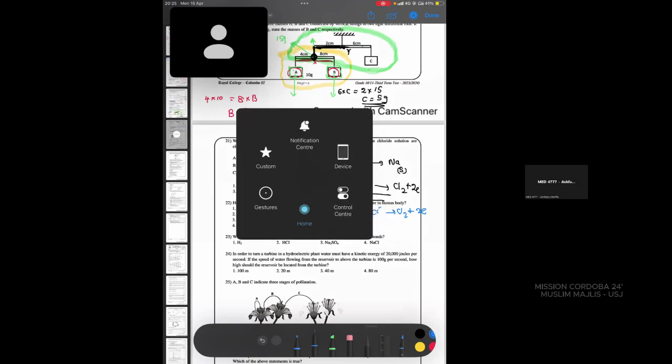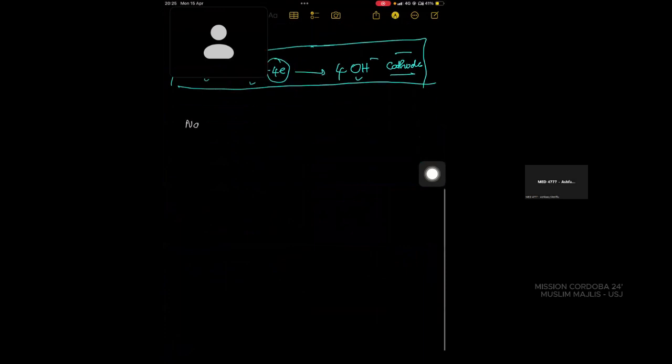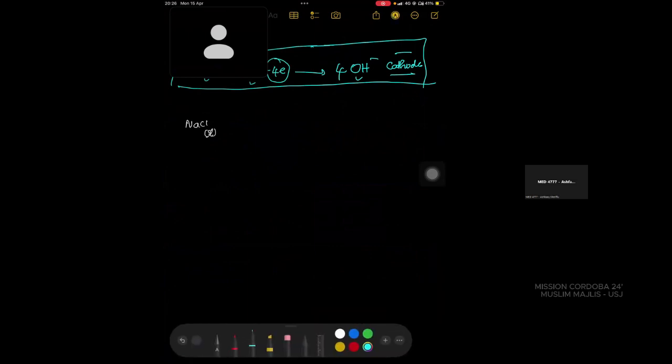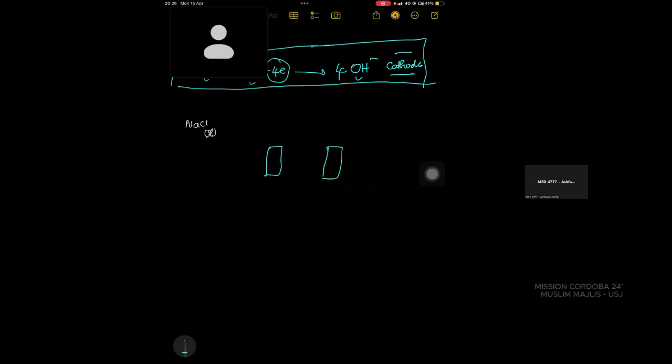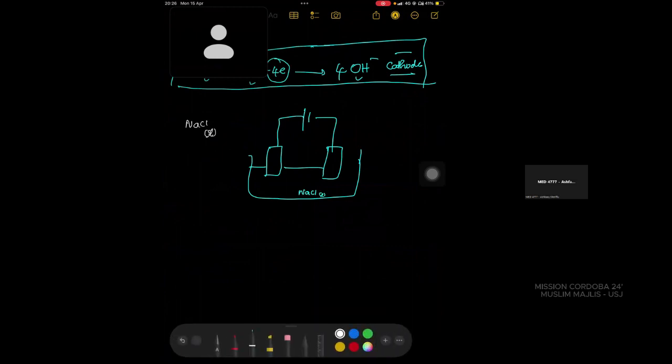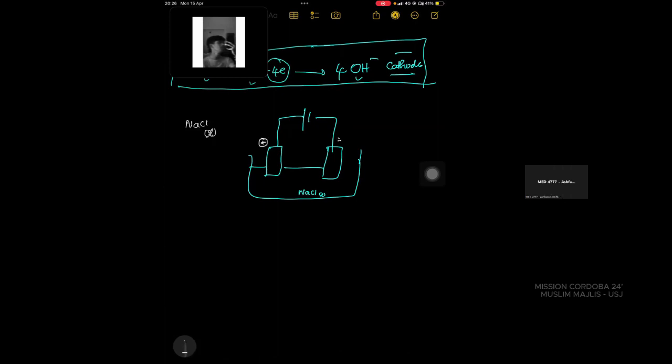Now I'll draw the table. I'm taking sodium chloride, solid or liquid, that is the fused, and I'm going to electrolyze it using carbon rods. In a setup like this, sodium chloride liquid, what are the ions that are there in sodium chloride? Can someone tell me? Na plus, Cl minus. So this is the positive electrode, this is the negative electrode.